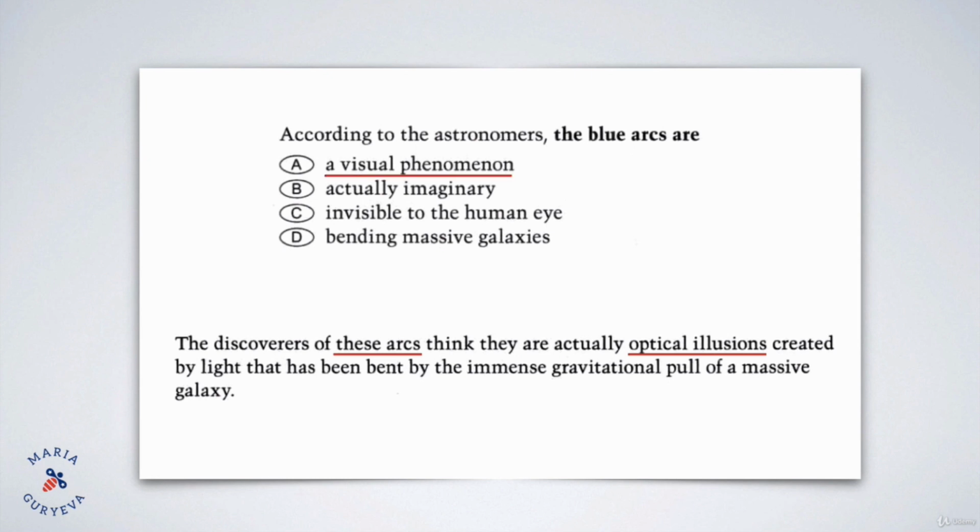That's correct. It's a visual phenomena. So these arcs are connected to the blue arcs, right? It's the same thing. And then optical illusions is the same as visual phenomena, right? So phenomenon and illusions are synonyms. Optical and visual are complete synonyms. So this is a paraphrase of the quote from the text. So the right answer will always be a paraphrase. It will never be the same thing word by word.